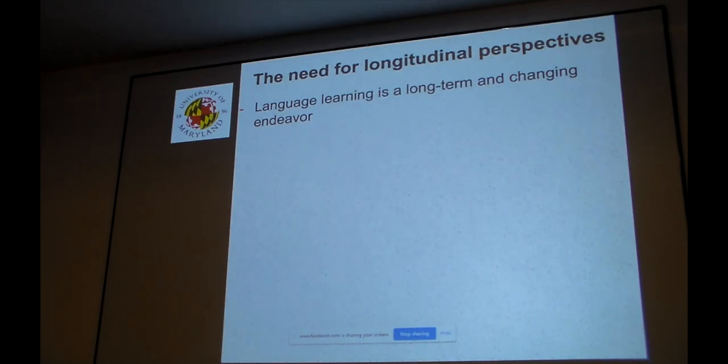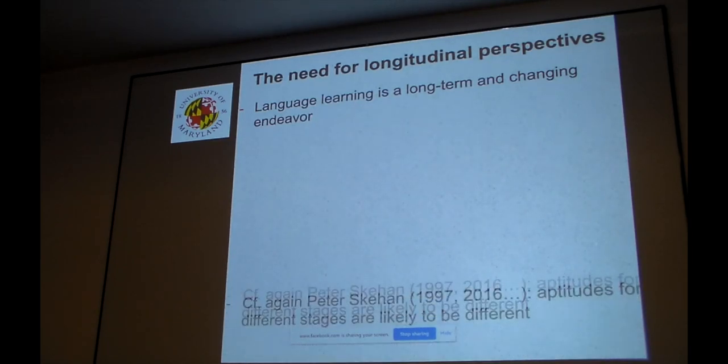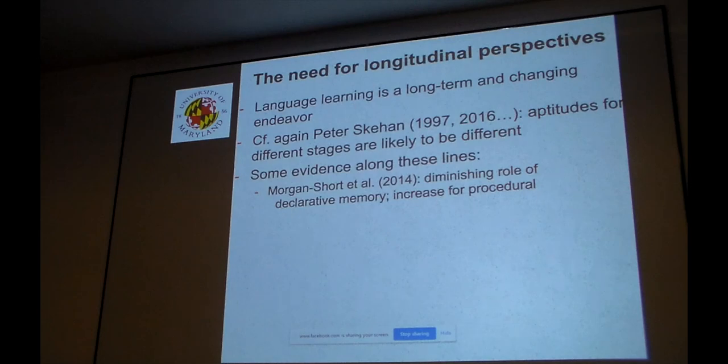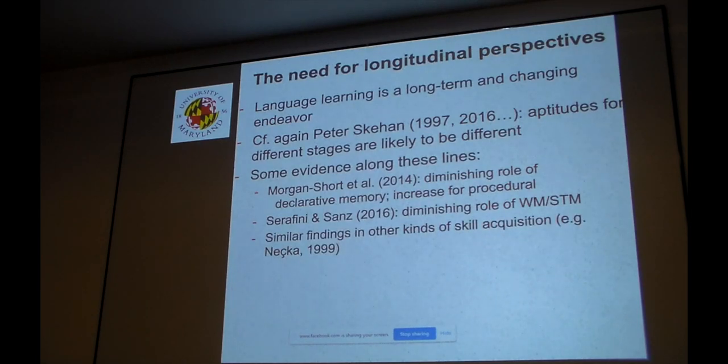All right, longitudinal perspectives for all kinds of reasons are rare in our field. Even though language learning, as we all know, is a long-term and changing endeavor, so again, let me refer once more to Peter Steen's work about aptitudes being differentially important at different stages. We have some evidence along these lines, like Morgan Short et al. showing the diminishing role of declarative memory and the increasing role for procedural memory, the Serafini and Sounds study that I already quoted, diminishing role of working memory, and similar findings, of course, in other kinds of skill acquisition outside of SLA.